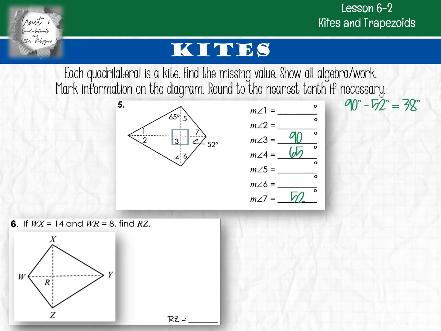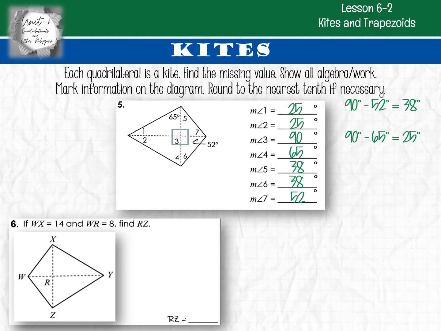90 minus the 52 is 38, and that's going to give us the measure of angle 5 and 6. Those are congruent. If we do 90 minus the 65 degrees, we get 25 degrees, and that gives us both the measure of angle 1 and the measure of angle 2.